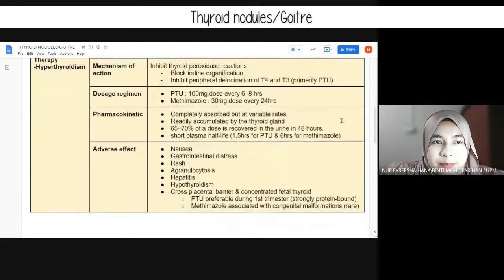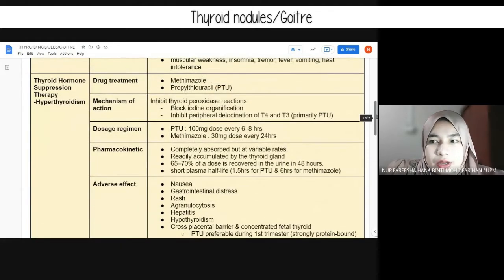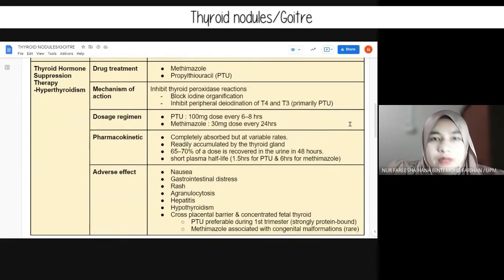Second, for treatment of patients with goiter presenting with hyperthyroidism, we will give methimazole and propylthiouracil, which inhibit the thyroid peroxidase reaction. It will block iodine organification and inhibit peripheral deiodination of T4 and T3. For the dosage regimen, PTU is given as a 100 milligram dose every 6 to 8 hours. For methimazole, we will give a 30 milligram dose every 24 hours.